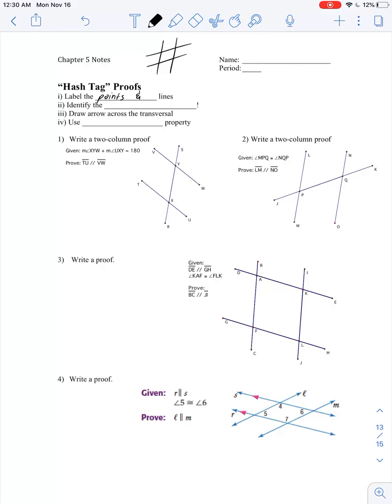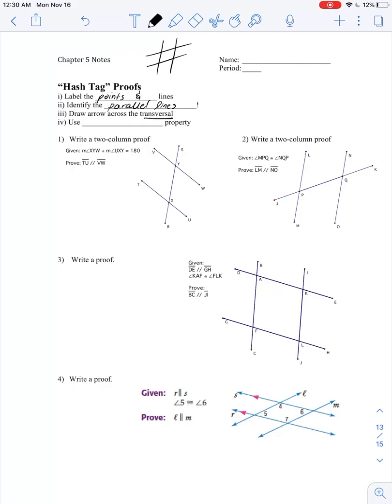And we like to label the points with numbers, the angles with numbers instead of letters. Makes it a little bit easier when we're doing the proofs. And then the second step is going to be to identify the parallel lines, meaning which lines we are given are parallel. So when you see that there's 2 sets of lines that look parallel, more than likely only one set you know is already parallel.